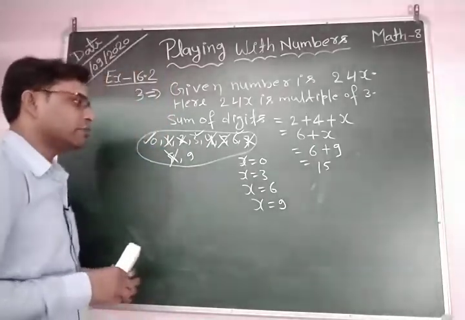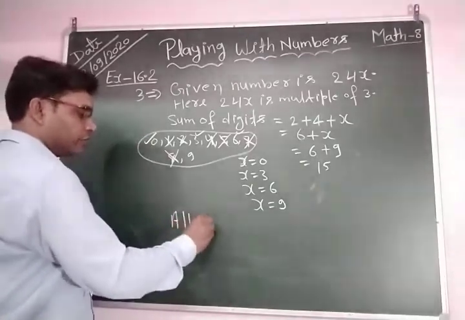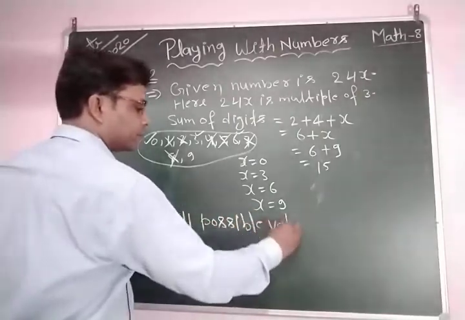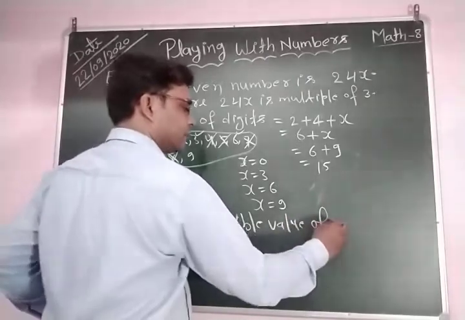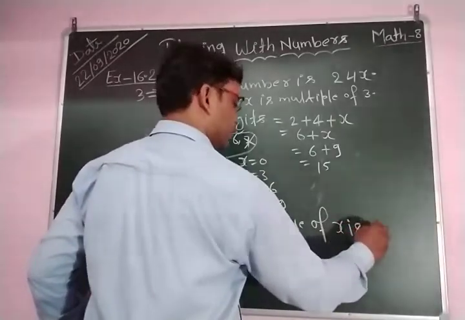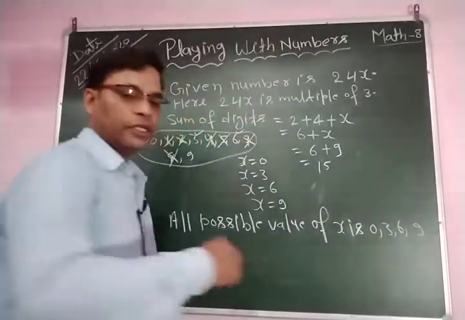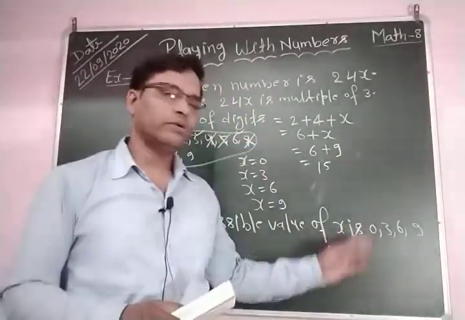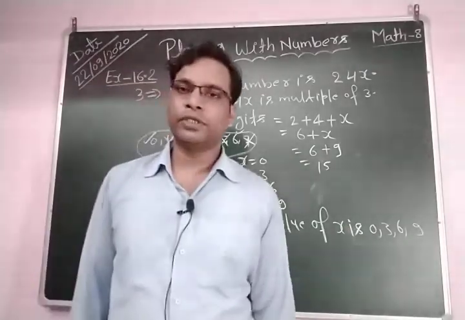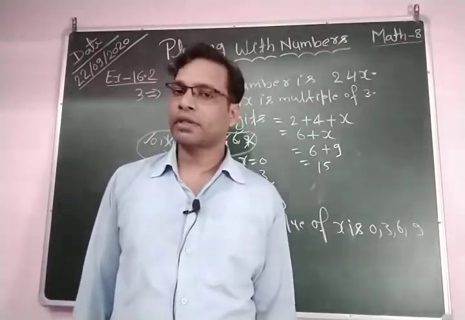So you can see here all possible values of x. Okay, you can write here all possible values of x are 0, 3, 6, 9. Okay, so here the smallest value of x is 0 and the largest value of x is 9. So students, I hope all of you understood this question. In this question, first given 24x is a multiple of 3.